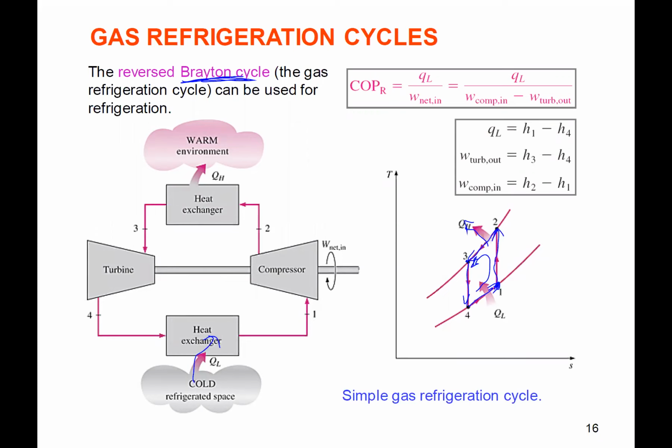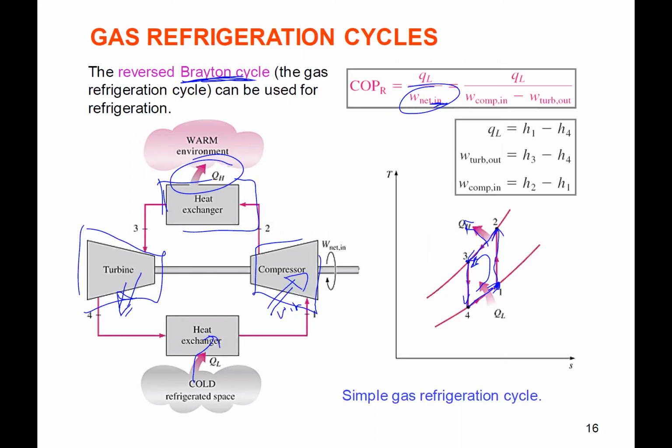So for the coefficient of performance, you have your QL, net work in, we have compressor work in, and you have turbine work out. But you're going to have to put more work in on the compressor than you're getting out from the turbine. So you get a net work in. Okay. All these again are one inlet, one outlet.